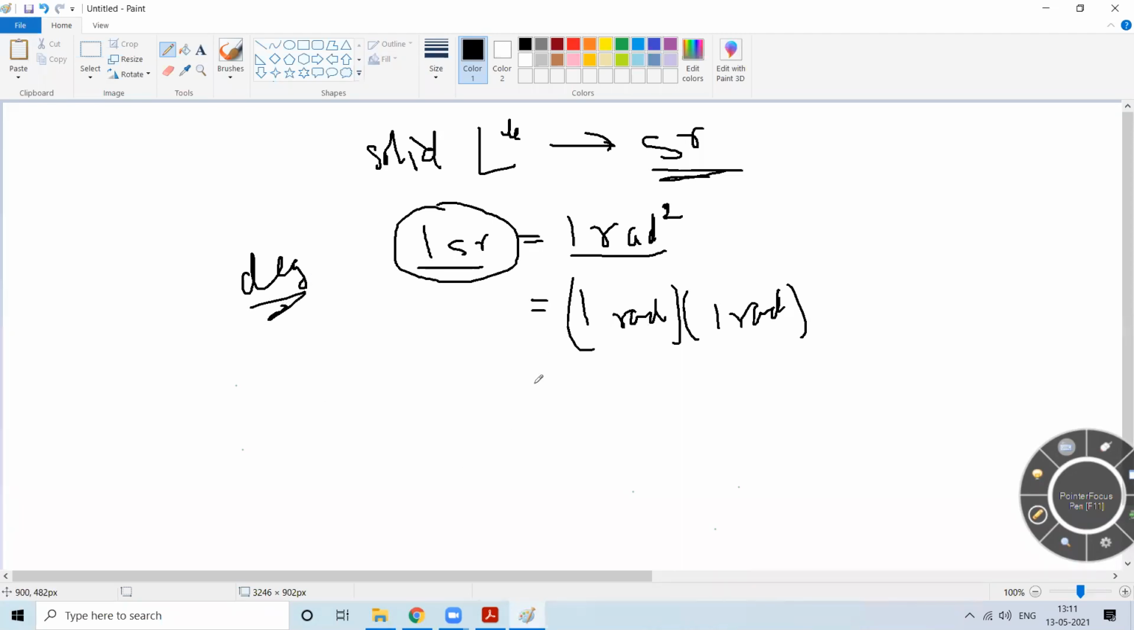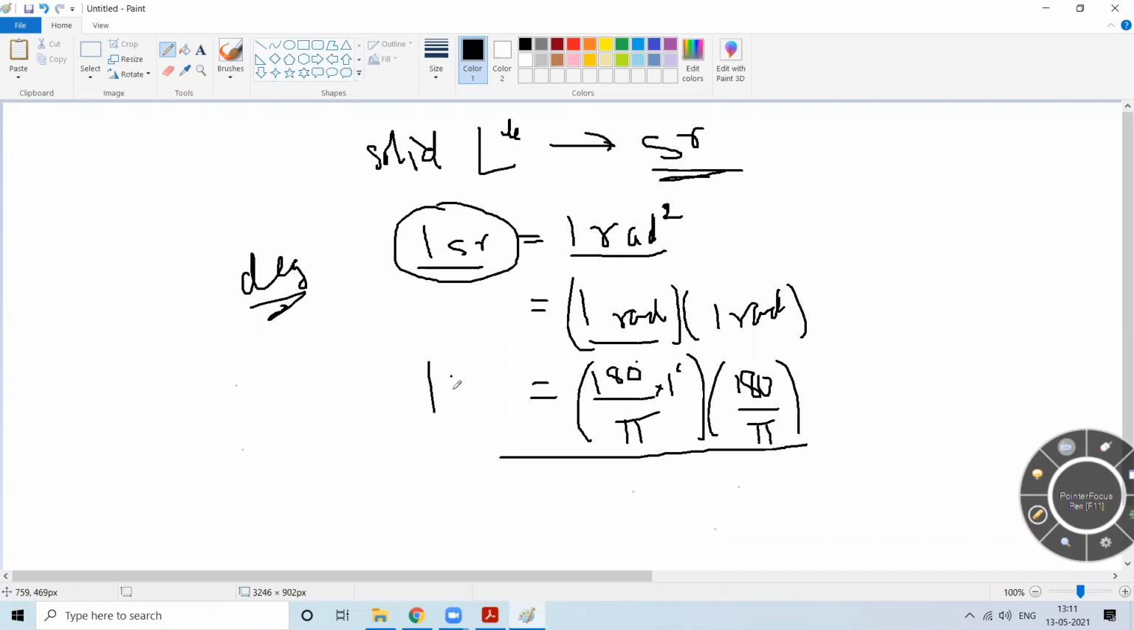1 steradian equal to in terms of degrees. So now what you do is you convert this radian into its equivalent degree. In this case, you have 1 radian. This 1 radian is equivalent to 180 degrees divided by pi into this 1 radian value. So this one is 180 divided by pi. Similarly, the other one is 180 divided by pi. When you solve this, you will get 1 steradian in terms of degrees.